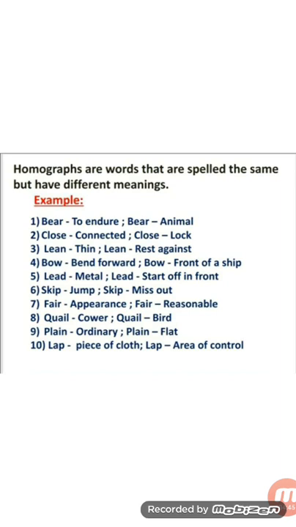Fine. Second one, next one, seventh one, that is fair. Fair, first one तो complexion comes in our mind whenever we talk about fair, fair and lovely वाला fair.